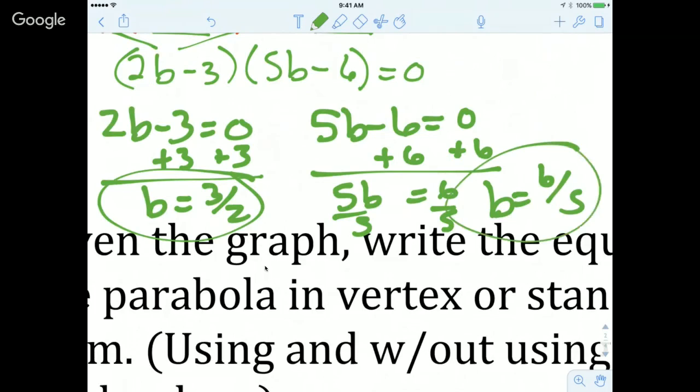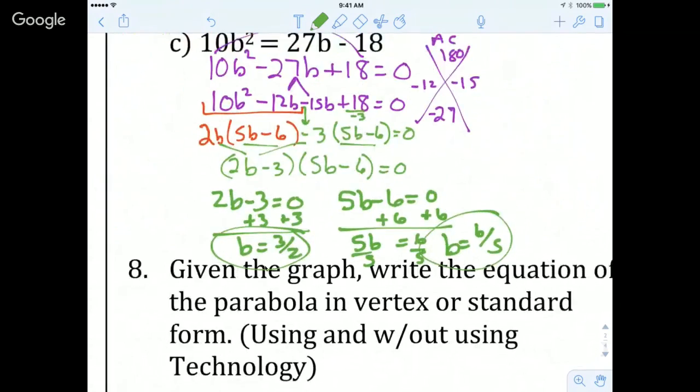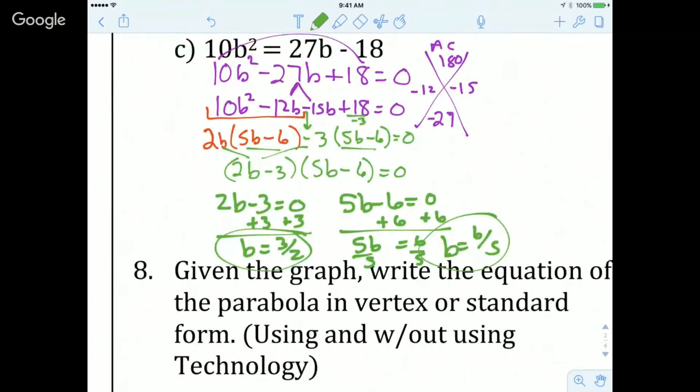Wait, do we have to set all of them to 0? You'll always have to set them equal to 0. That's why we moved everything to the left first, to make sure it's in standard form before we start to factor it. Have you learned this from before? Absolutely.